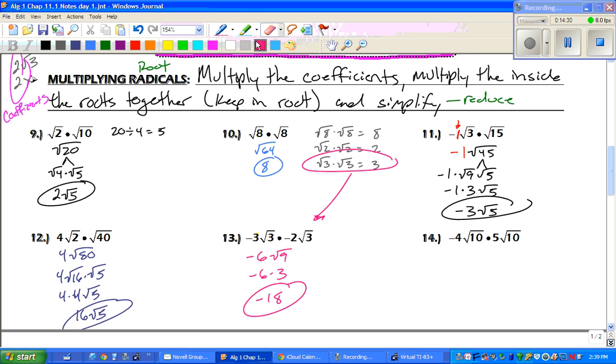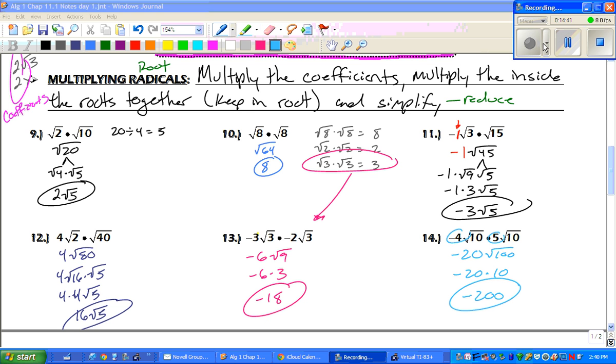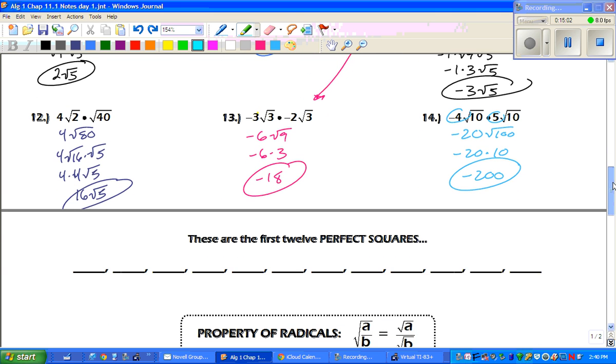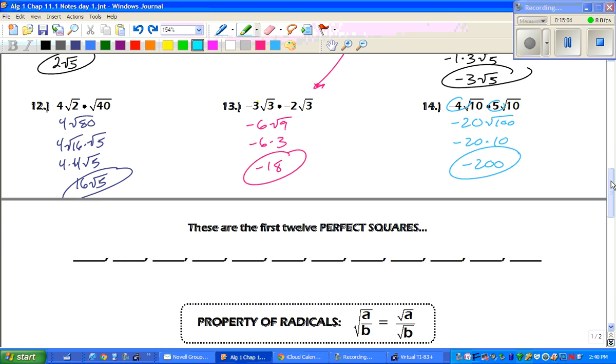All right, number 14, why don't you guys go and try it by yourself, pause the video, and see how you do. Okay, well, negative 4 times 5 gives you negative 20. And then the square root of 10 times root 10 gives you root of 100. But you can skip and go straight to here if you know that. Then negative 20 times 10 gives you negative 200. All right, I want you guys to pause the video and then write in the first 12 perfect squares.